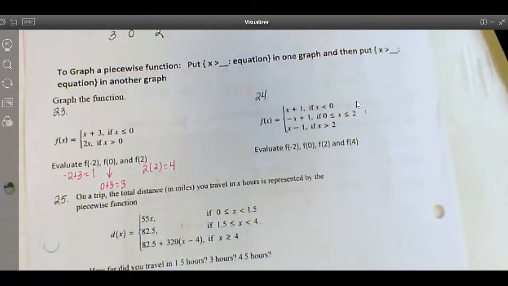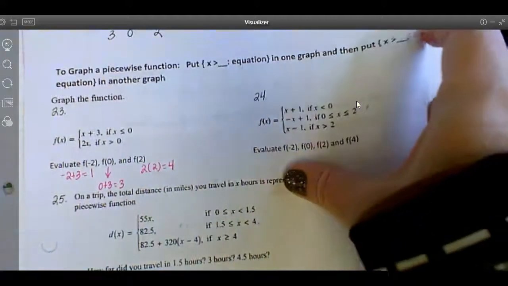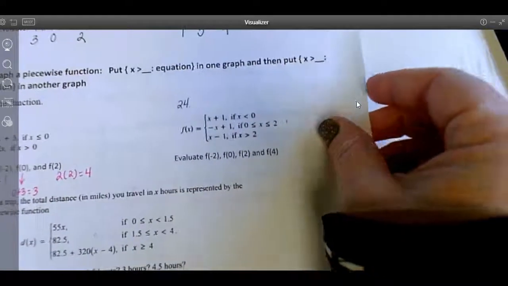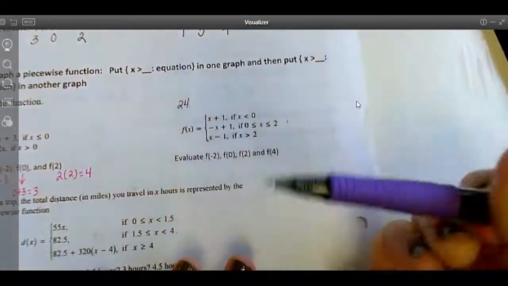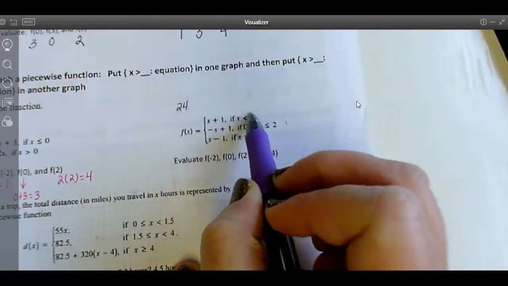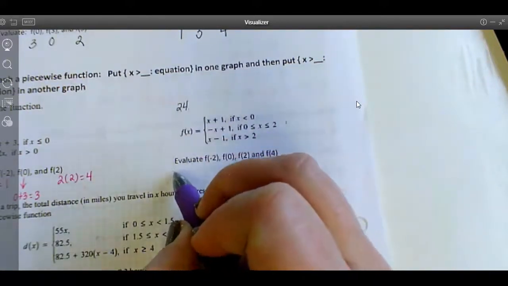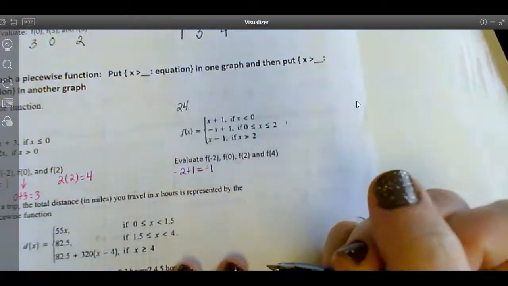Now, I wanted you to see 24 real quick, just so that you could see sometimes it's not just 2 equations that they have for the piecewise function. There's 3 equations. You do it the same way. You still use the restrictions they give you to figure it out. But let me just show you that real quick. So f of -2. So -2 is less than 0. So I'm going to plug it still into that one. So -2 plus 1, which is -1.